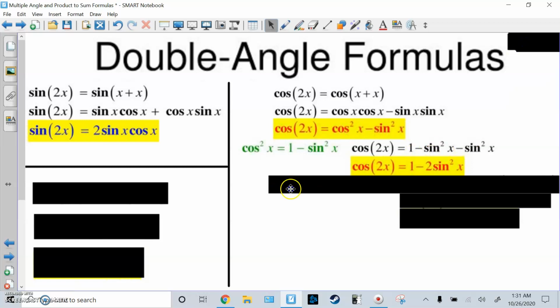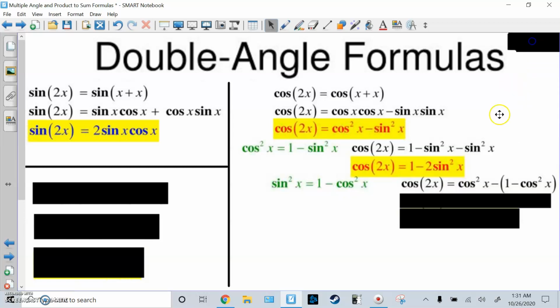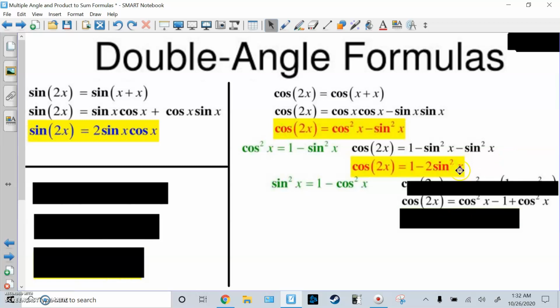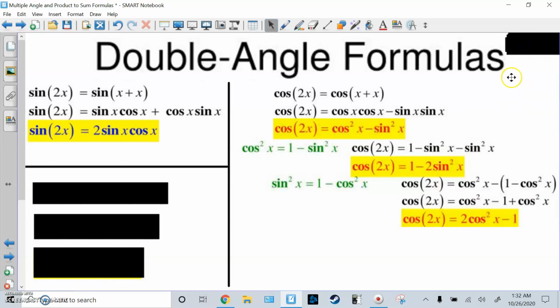Then there's one more identity we could use, this other one. Plug it in. Get this. Distribute the negative 1. Oops. And then combine like terms, you get this. So cosine 2x actually has three formulas you can choose from. Doesn't matter. I like this one more. I just think, remember the opposite of the Pythagorean identity.